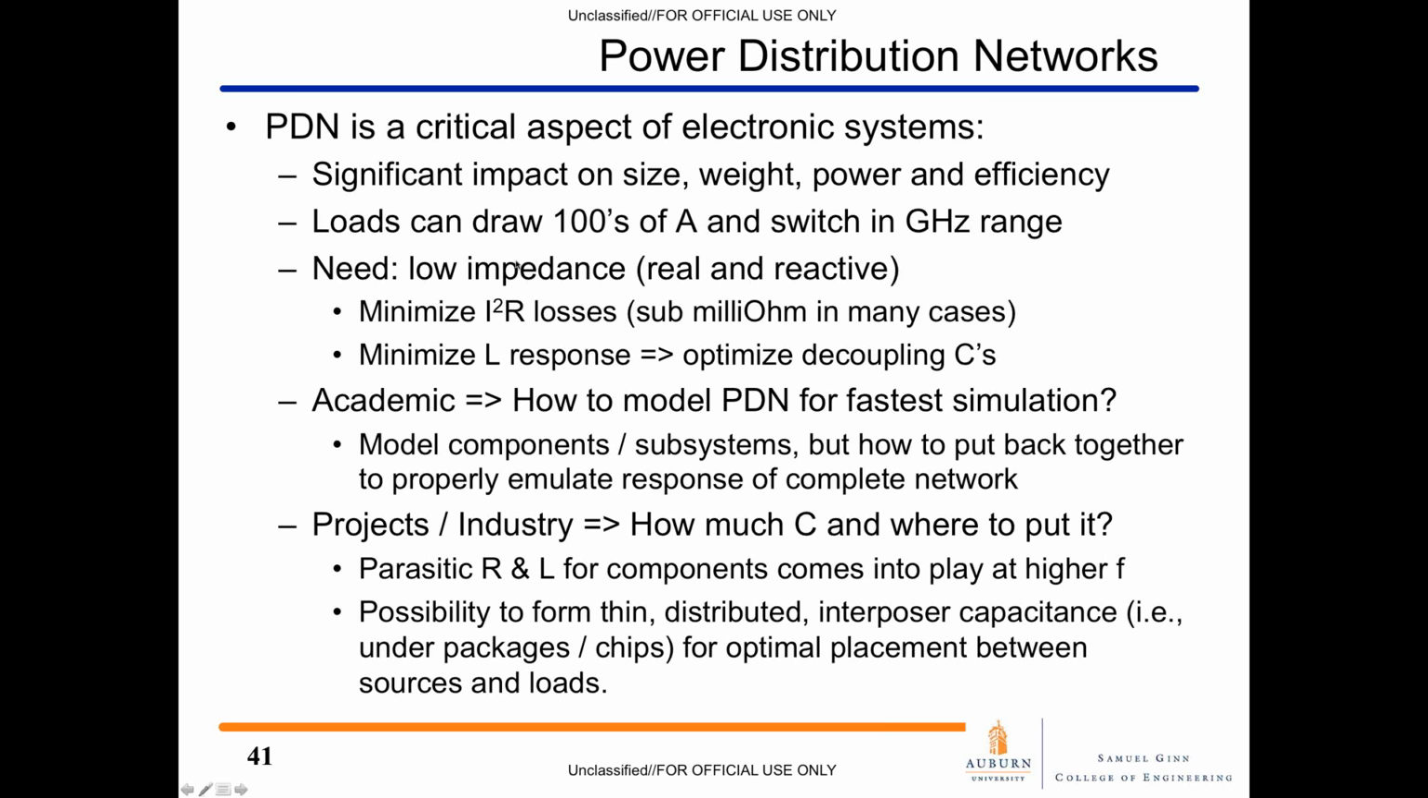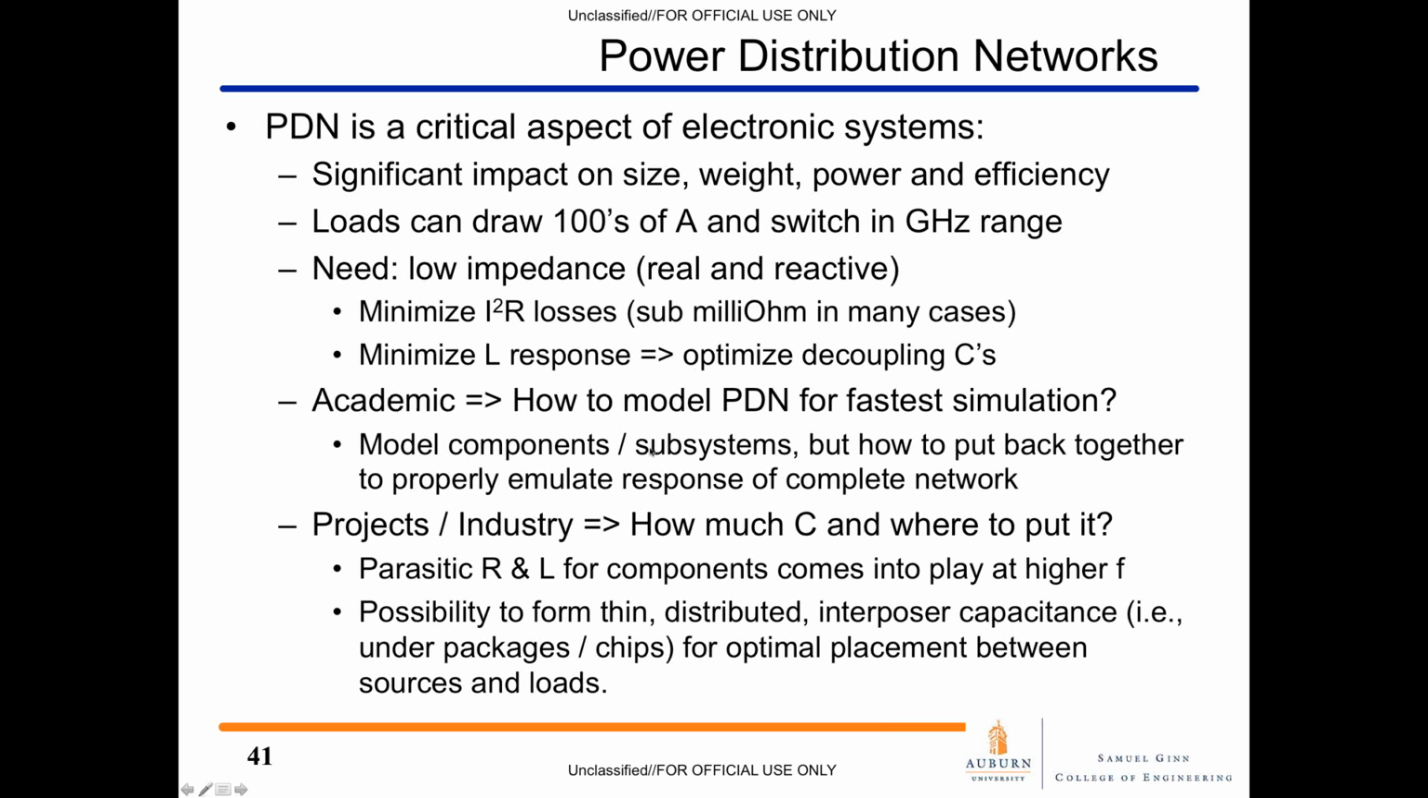And we're typically dealing with loads that can draw hundreds of amps, and they switch in the gigahertz range. So in order to handle this and have a nice, efficient power distribution network, we need a low impedance in both the real and reactive aspects so that we can minimize the I2R losses and also minimize the inductive response so that we can optimize the number of decoupling taps that we need. Some of the academic questions that we might ask are how to model a PDN for the fastest simulation.